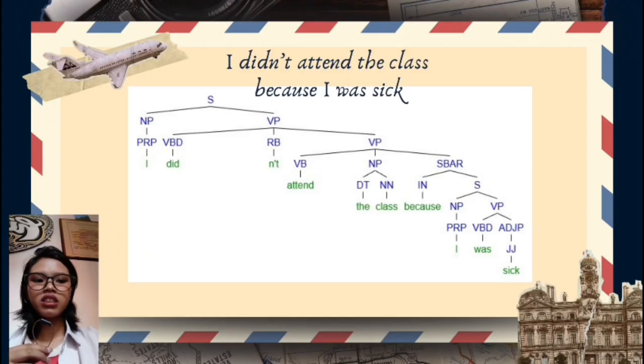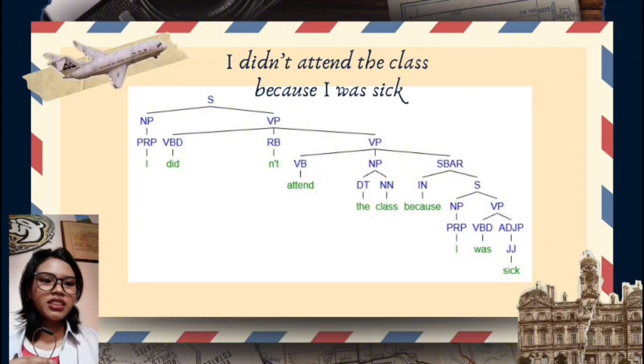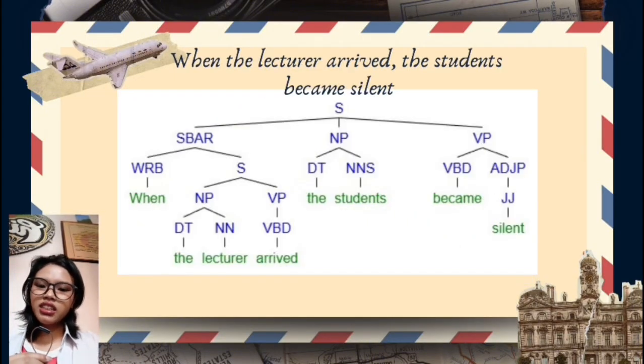The word because is a subordinating conjunction, so it introduces a dependent clause. Inside the S-bar, there is another S with NP, that is I, and VP, that is was sick. Functionally, this S-bar acts as an adverbial clause of reason, so it explains why the action in the main clause happened.